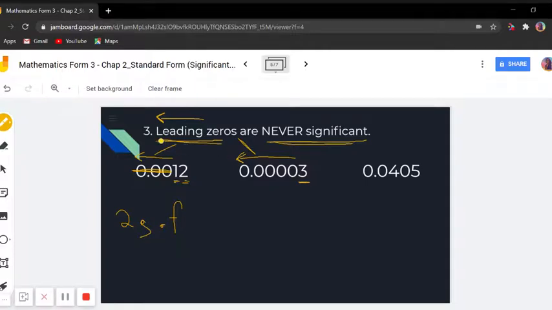So let's look at the third rule again. Leading zeros are never significant. So it means that the 0s on the left side are not significant numbers. So how many significant numbers are here? There is only one significant number. Alright, only the number 3, because this is a non-zero number. One significant figure.